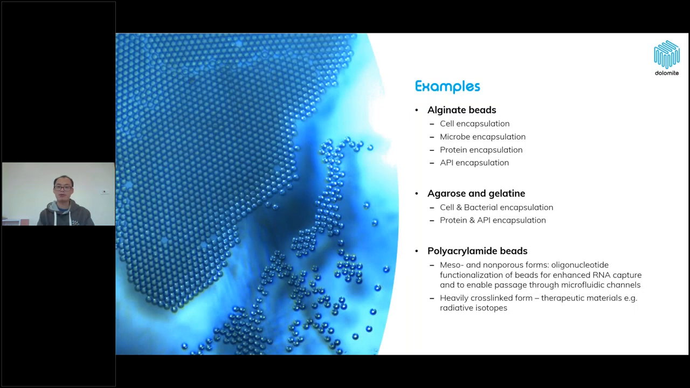Here are some examples of hydrogel bead production using the microfluidic method. We can make alginate beads for cell, microbial, protein or API encapsulation. We can also make agarose or gelatin beads for cell and bacterial encapsulation, or protein or API encapsulation as well. We can also make a polyacrylamide base, in a porous and non-porous form with oligonucleotide functionalization for enhanced RNA capture and to enable passage through the microfluidic channel, and heavily cross-linked forms for therapeutic material, for example radioactive isotopes.